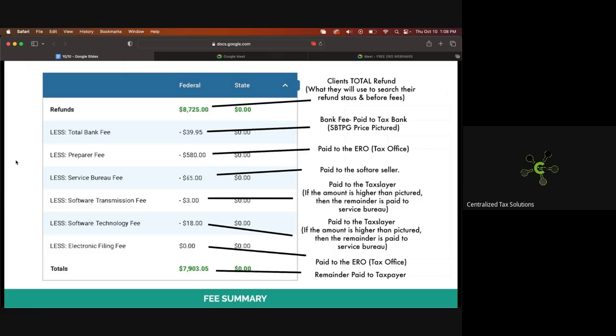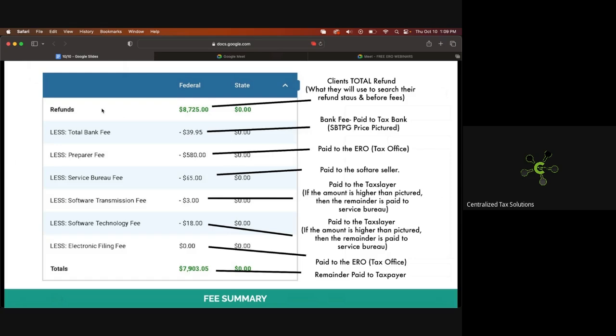Everybody knows, of course, you get the refund. First thing is the refund. This is also the layout for TaxSlayer. If you use something like OLT, Crosslink, or any other software, it will look slightly different, but there's still a fee breakdown. There's always a fee breakdown. These fees can typically change, but the bank fee will not change no matter what software. The preparer fee will not change no matter what software. They always have a preparer fee, they always have a bank fee.